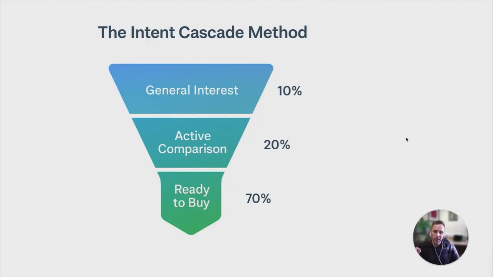With regards to the intent cascade method, I do discuss this in more detail in another video, which I'll link down in the comments. So if you want to dig into a bit more about how this works, or how smart bidding works relative to this, and how you want to think about it from an optimization point of view, I'd strongly suggest going and checking out that video.